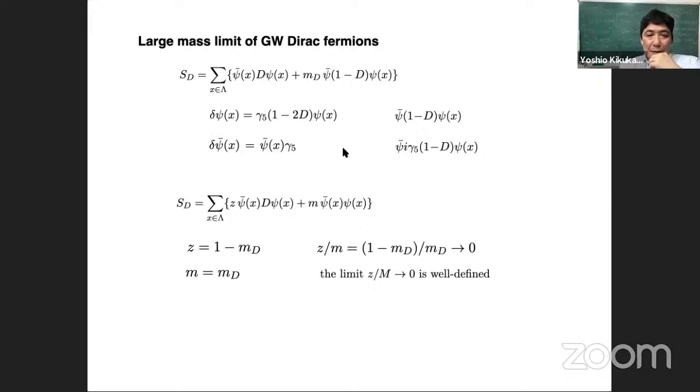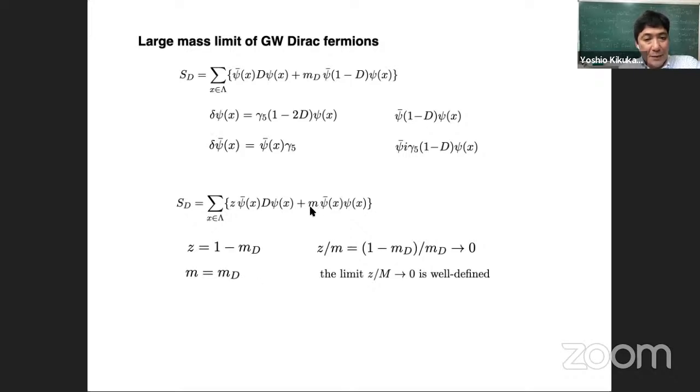So in this case, we write this action in this manner. Here Z is 1 minus M_D, because here we have a Dirac operator D, so we include this M_D times D contribution to this kinetic term. And then Z is defined as 1 minus M_D. And here we have M, same as M_D.